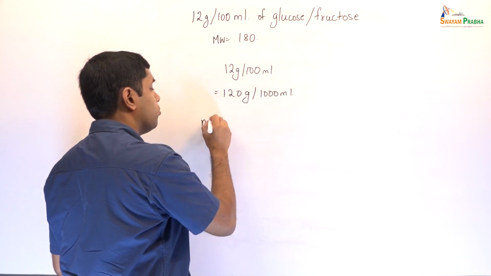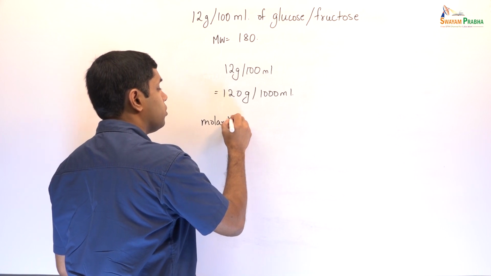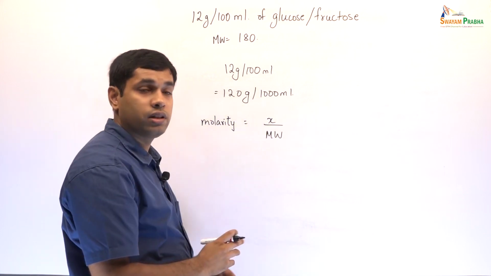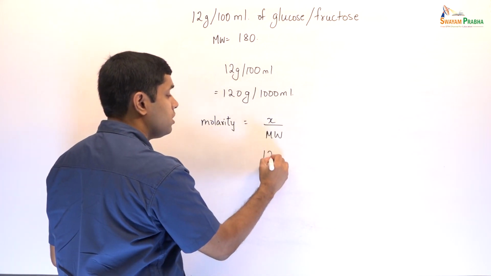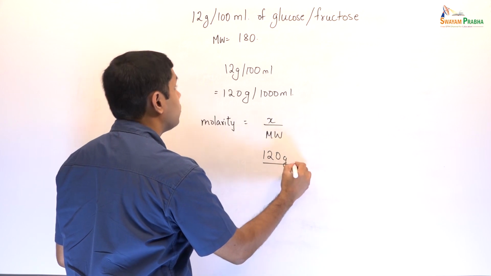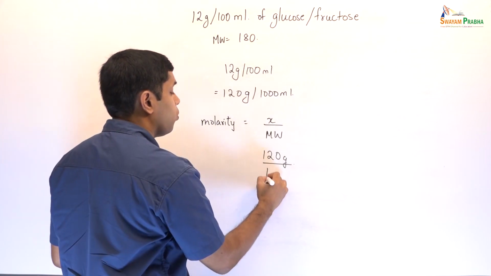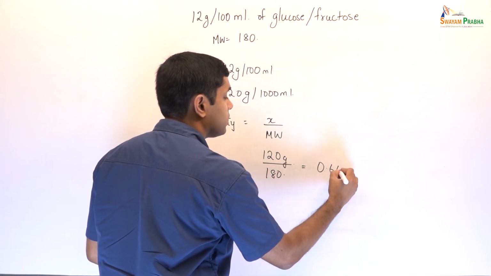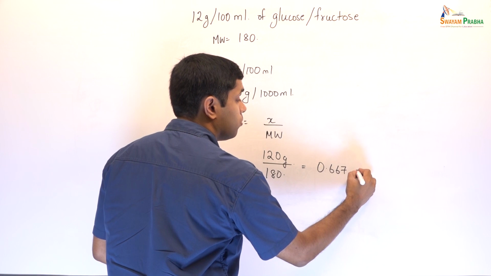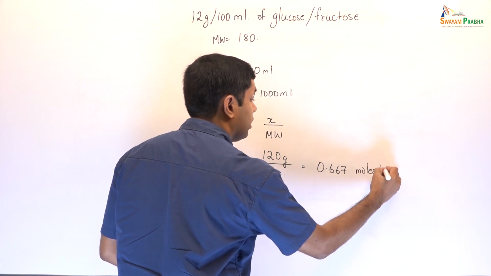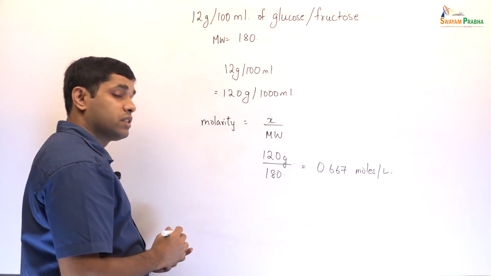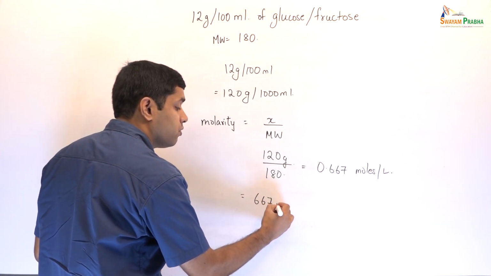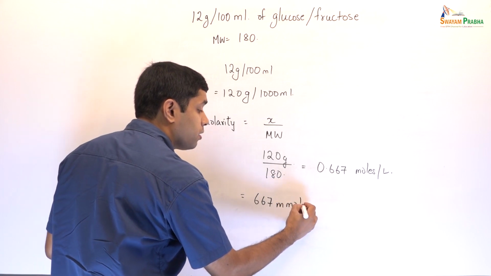Now we know that the molarity is equal to the given weight x divided by the molecular weight. So here the given weight is 120 grams and the molecular weight is 180. So the molarity is equal to 0.667 moles per liter. Now let's convert this into millimoles. That's equal to 667 millimoles per liter.